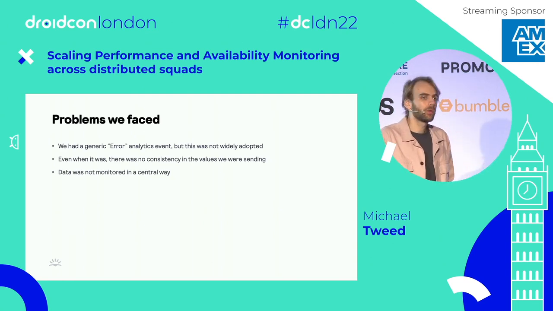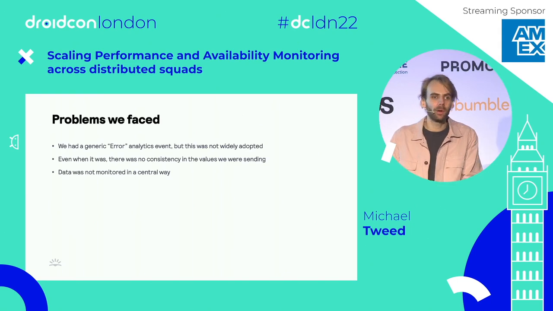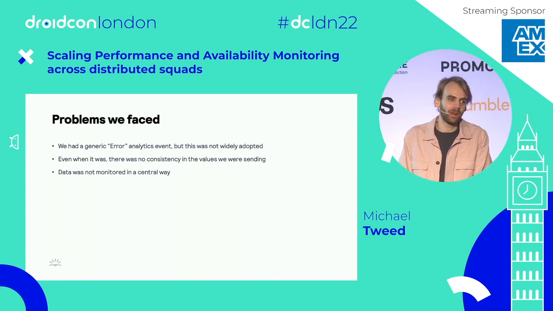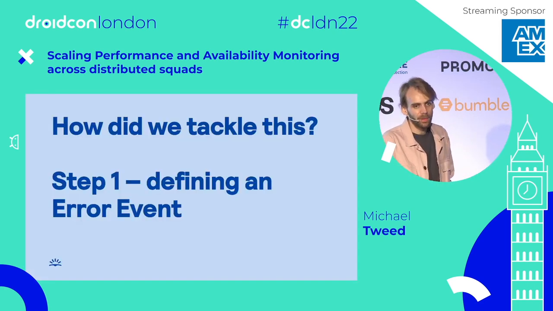And we weren't really monitoring this in a central way. So squads would be able to say, maybe they would know how to track their errors. We even had cases where people would say, oh, I don't know where these errors go. I've never checked it. And obviously this isn't good. So how did we start to tackle this at Skyscanner?